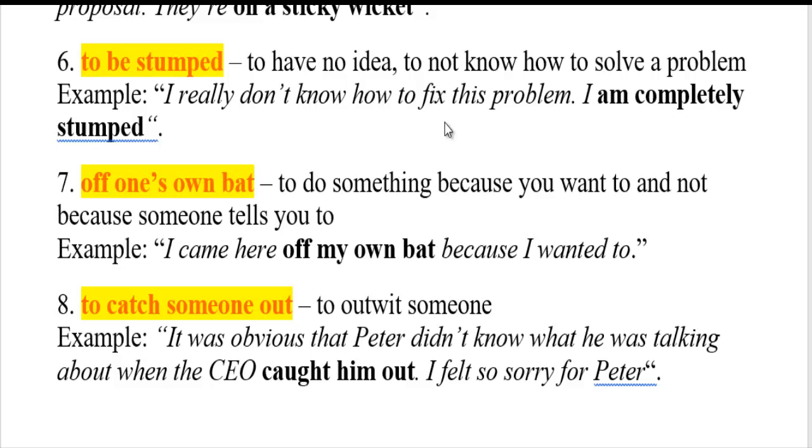So, to outwit someone. Example: it was obvious that Peter didn't know what he was talking about when the chairman, the CEO, chief executive officer, called him out. I felt so sorry for Peter. So there you go. When you get caught out, as we said, it's an expression from cricket, and it means someone caught when he's not prepared, in between the running, in the middle between the bowling crease and the return crease. That is another expression.